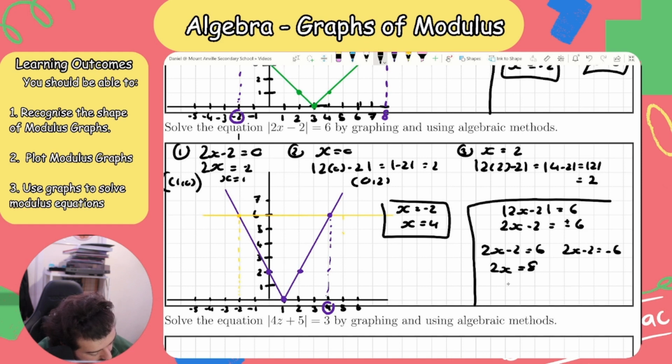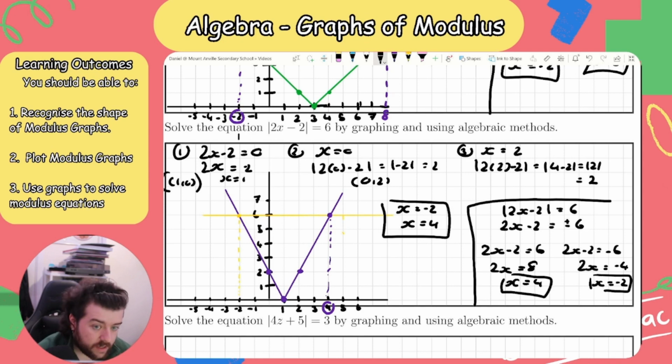2x is equal to 8. X is equal to 4. And 2x is equal to minus 6 plus 2, which is minus 4. X is equal to minus 2. So there you go, I verified my answer there using algebra.